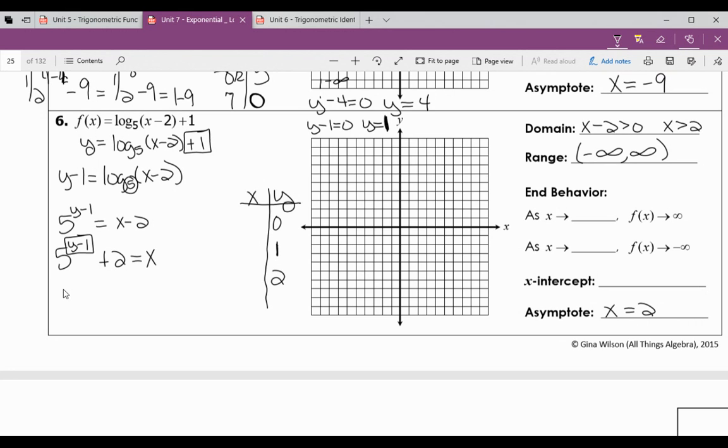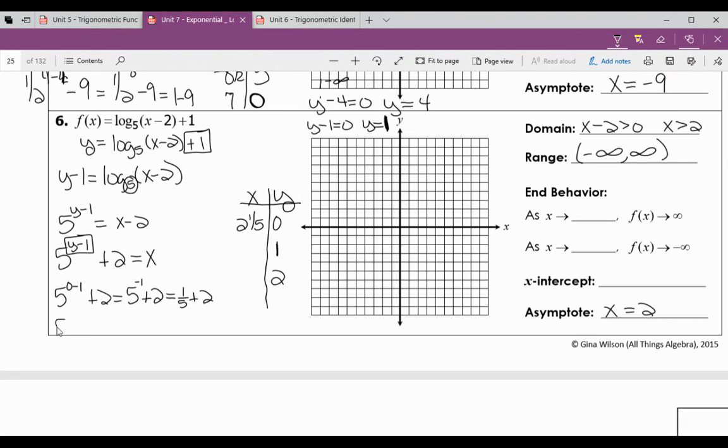So I'm going to start plugging in, use my calculator if necessary. So 5 to the 0 minus 1, plus 2, gives me 5 to the negative 1 power. Now remember, anything to the negative 1 power has to flip. So that would be 1/5 plus 2. So that's 2 1/5.